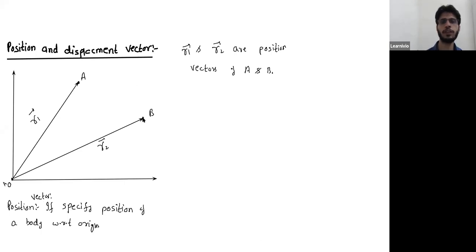Now, I want to specify the position of B with respect to A, or basically I want to calculate the separation between B and A. See, this A is not the origin. So if I want to specify the position of a point with respect to another point, I take a vector from A to B, which is known as R12. So this R12 can specify the position of one point with respect to another. But position vectors specify the position of a point with respect to the origin. So let's say displacement vector. It's better to write point instead of a body.